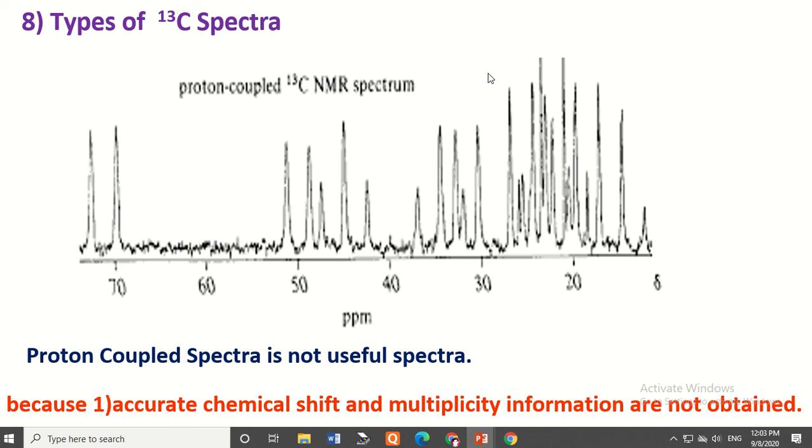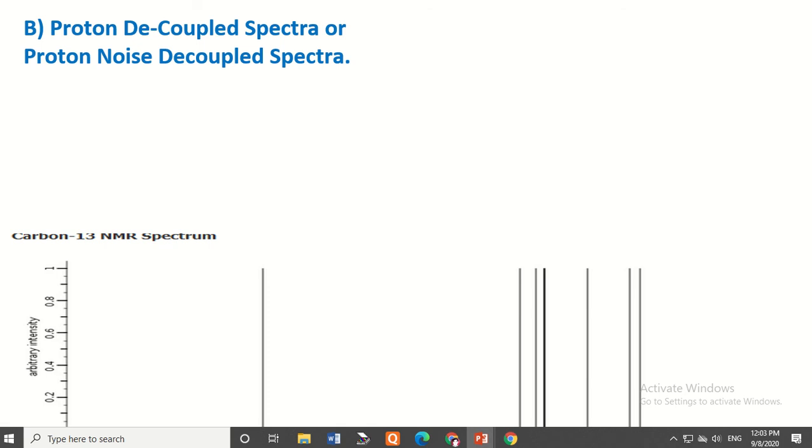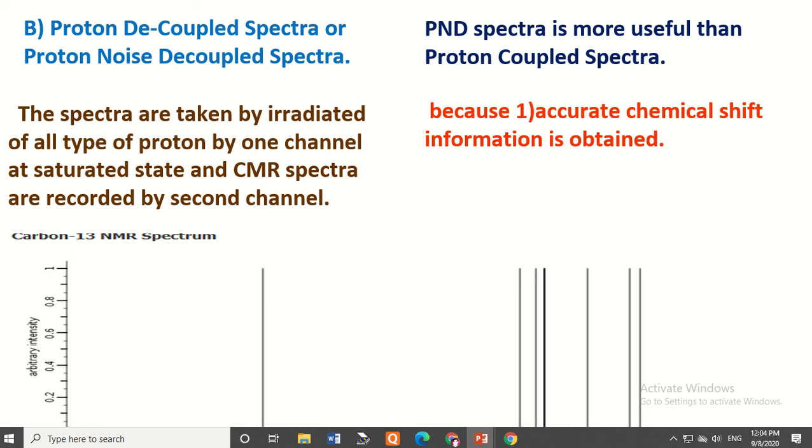Now, the second spectrum is the proton decoupled spectrum, also called the proton noise decoupled spectrum. In this case, all carbon signals show a singlet, unless the carbon is attached to deuterium. If it is attached to deuterium, it gives multiplicity. But whether it is attached to hydrogen or not attached to hydrogen, all carbon-13 signals are singlets. Therefore, it is a useful spectrum because accurate chemical shift information is obtained, but multiplicity information is lost.